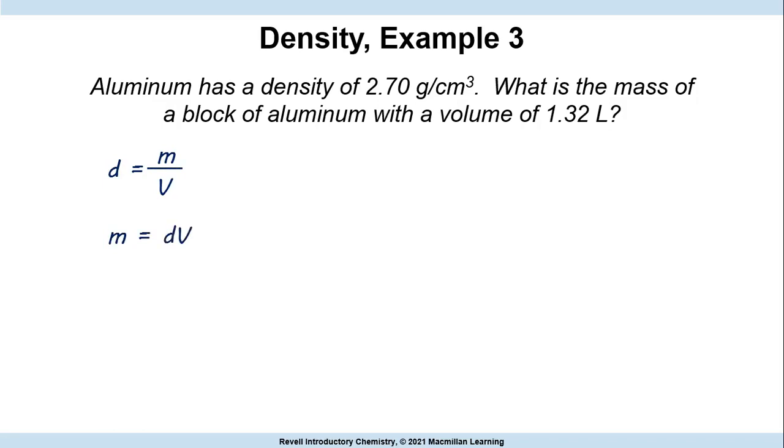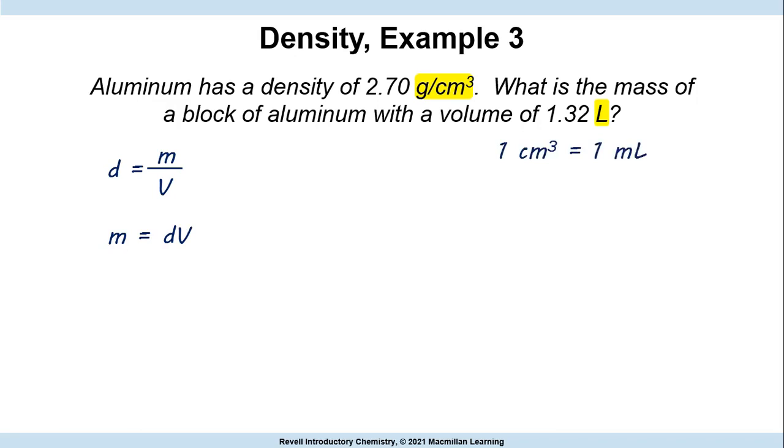Okay, so we simply multiply the density and the volume. And before we do that multiplication, look at the units. The volume here has been given in liters, but the units of density are in grams per centimeter cube. So we must convert the liters to centimeters cube. And remember how to do that conversion.